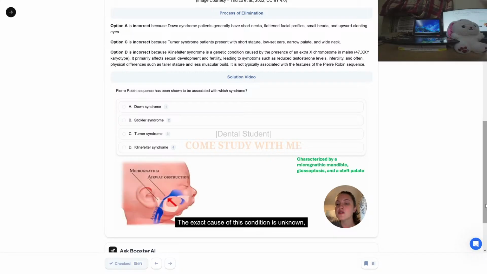The exact cause of this condition is unknown, but there are theories that it may be due to increased pressure on the mandible or ill positioning of the head during fetal development, preventing the lower jaw from growing. There may also be genetic mutations or genetic ties to the condition.